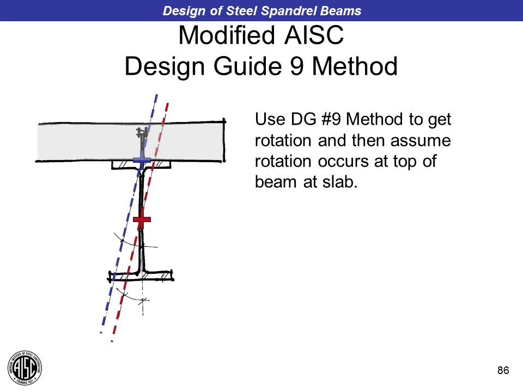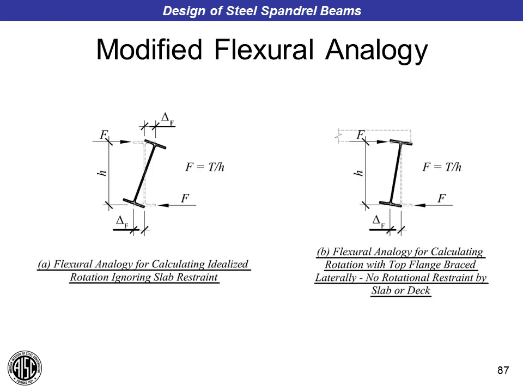So in Design Guide 22, we've developed what we call the Modified AISC Design Guide 9 method. It's using all the parameters and charts that are in Design Guide 9, but assuming that the rotation occurs at the top of the beam at its interface with the slab, rather than at the centroid of the beam. And we do the same thing for the flexural analogy method. We call it the modified flexural analogy method.